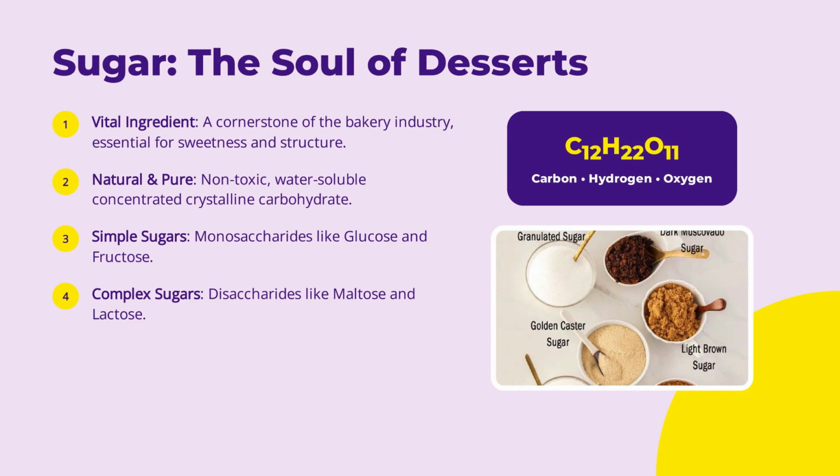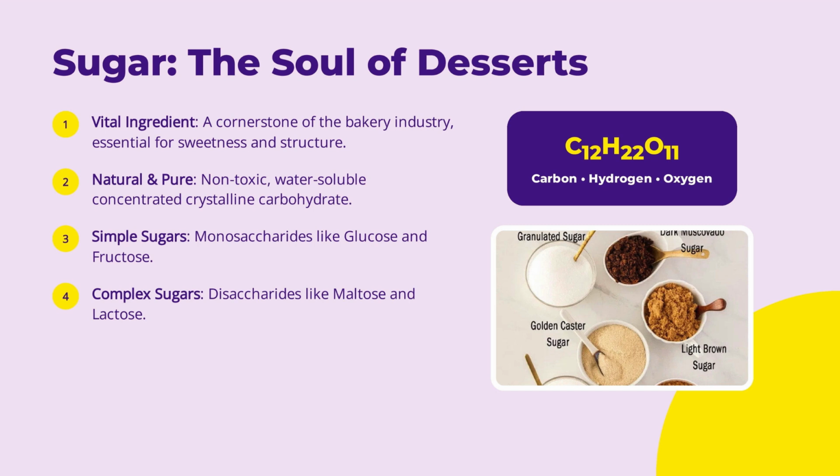Sugar is often called the soul of desserts because its role extends far beyond simply making food sweet. The first point tells us that sugar is a vital ingredient. Sugar is one of the cornerstones of the bakery industry. Besides providing sweetness, it contributes to structure, color, moisture retention, and product stability. The second point explains that sugar is a natural and pure substance. Chemically, sugar is a non-toxic, water-soluble, concentrated crystalline carbohydrate. Because it dissolves easily, it is widely used in almost every bakery formulation.